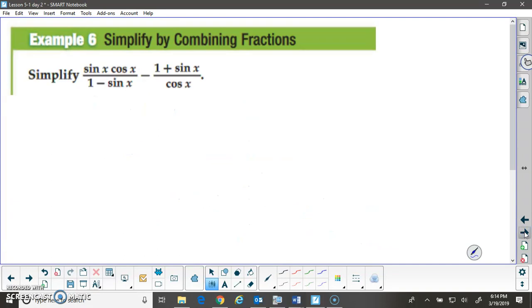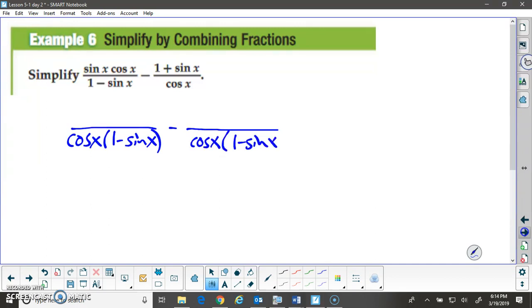The last two examples I want to go over are a little bit harder because they're fractions, and a lot of people struggle with fractions. Typically, when you have two fractions, you want to try to put them together by getting an LCD. So hopefully you can tell that the LCD for these two fractions is going to be cosine of x times 1 minus sine of x.